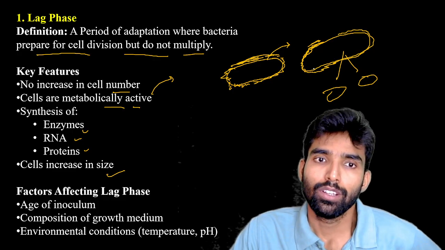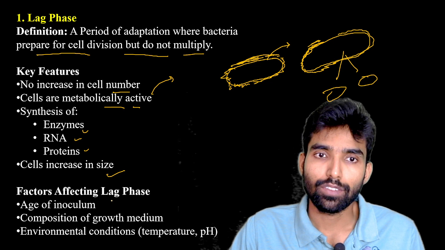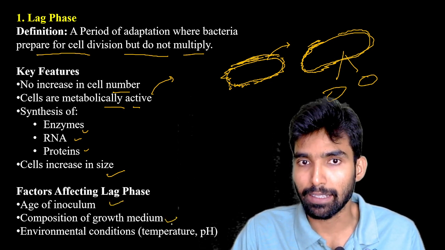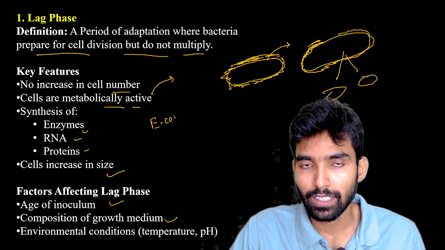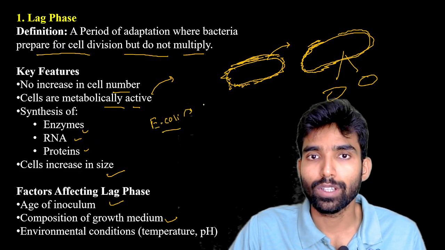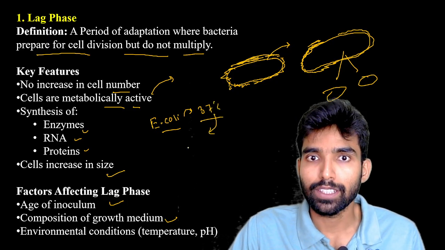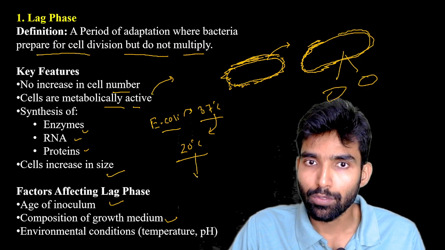Now some factors are there. Those are the limiting factors. First thing is the age of inoculum, composition of the growth medium, and environmental conditions, let's say temperature and pH. Let's say E. coli. E. coli grows well at 37 degrees. Now you kept E. coli at 20 degrees temperature. What will happen? The growth will of course be very slow.